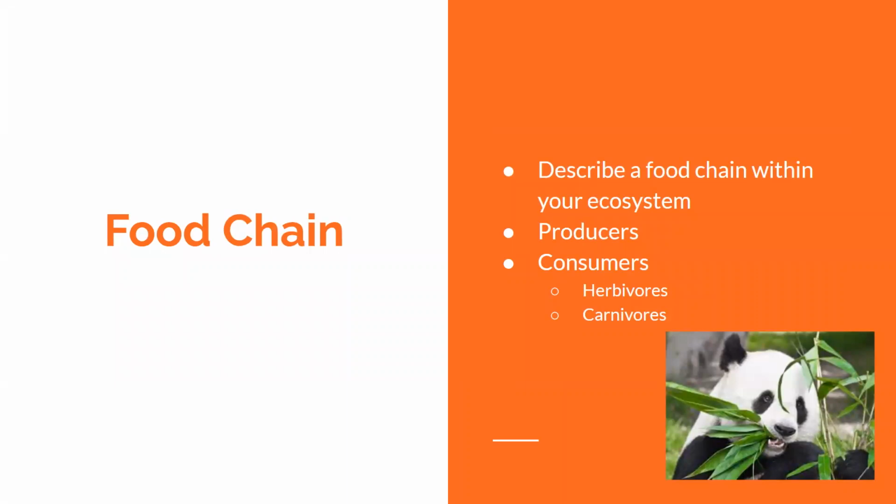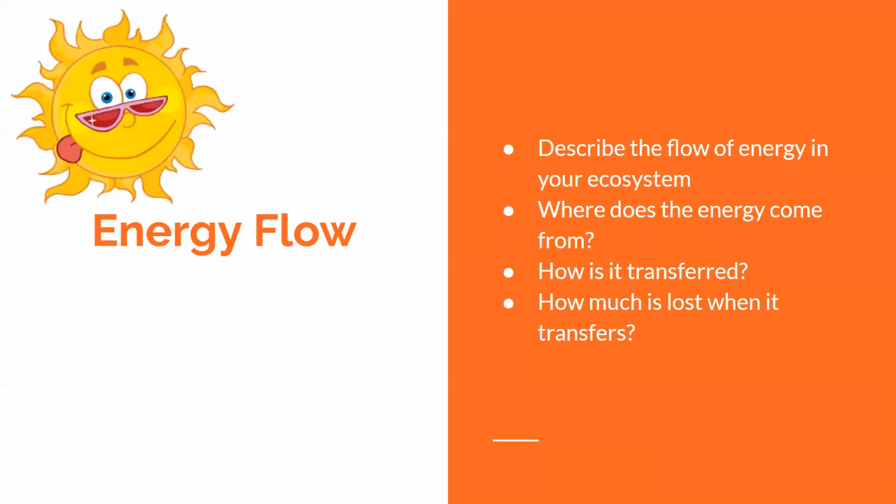Describe one of the food chains within your ecosystem. So you're going to talk about the producers and the consumers in your ecosystem, what's actually making its own food, and then what eats that and what eats that and what eats that. So you need to go through and talk about all of those things, and describe at least one food chain within the ecosystem that you're creating a model for.